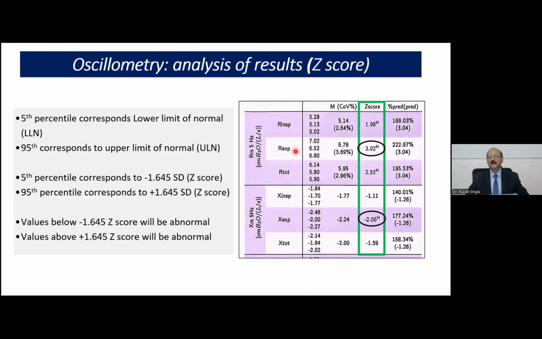So, simply, values which are below minus 1.645 Z-score will be abnormal, they will be low. And values which are more than plus 1.645 Z-score will be taken as abnormal. In the example on the right side, if you see here, the Z-score is 3.02, which is more than plus 1.645. That means it is increased. So resistance is increased. While if you see the reactance value, here the Z-score is minus 2.06, which indicates that it is more negative. That means again it is increased.